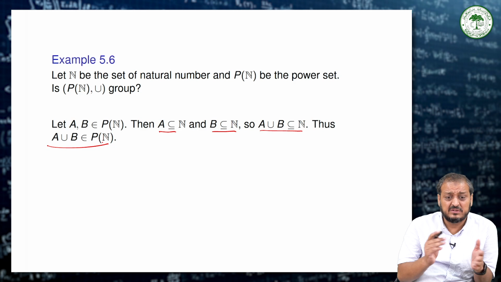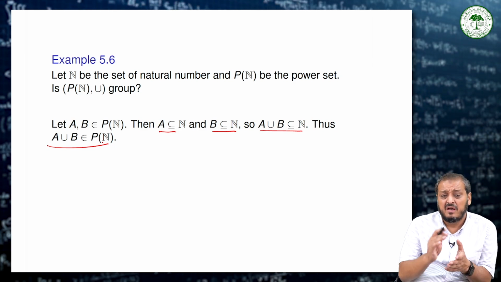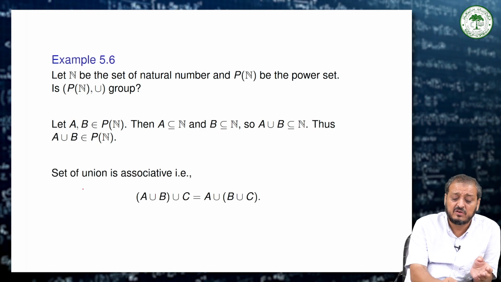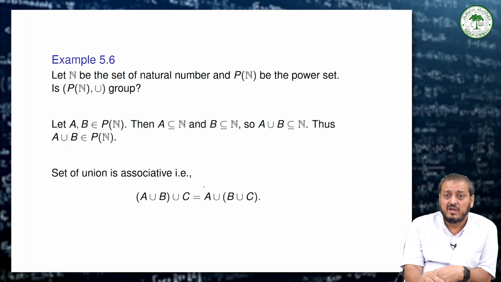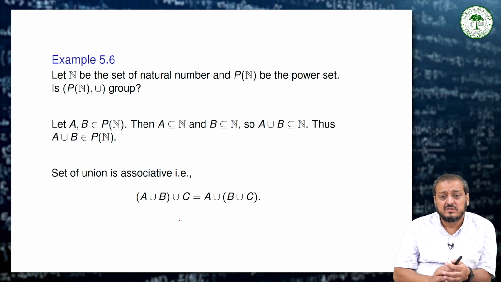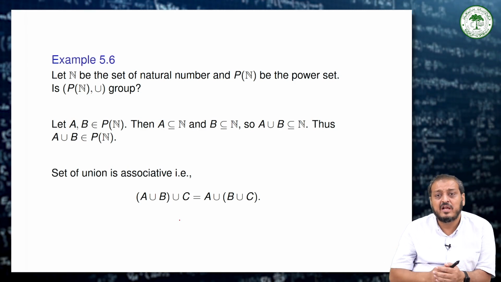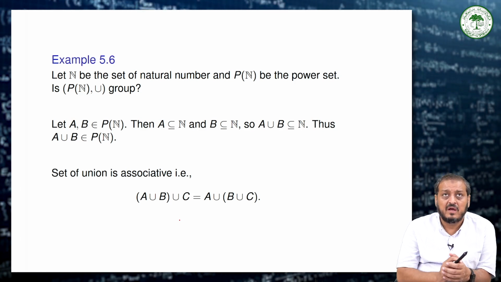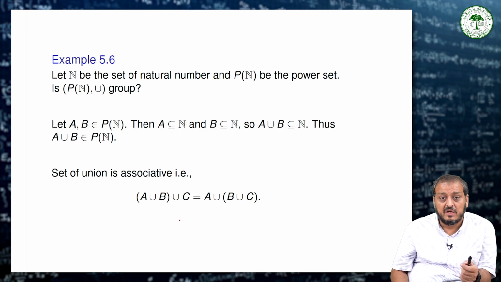And also, is the power set under union associative? Yes, set union is also associative: A union B union C is the same as A union B union C. Next, what is the identity element of this group? We have to verify what the identity element of this set is.